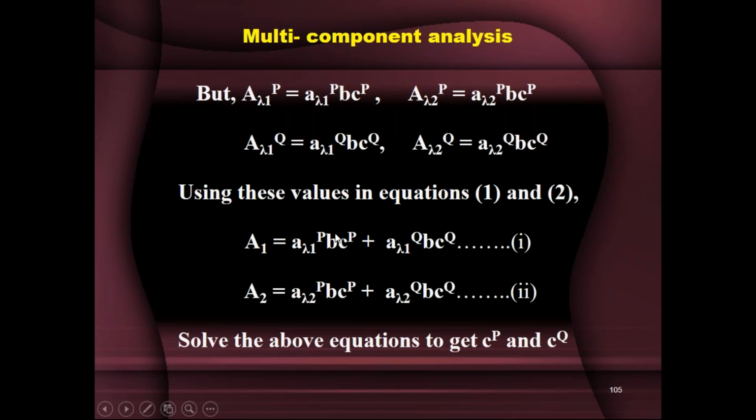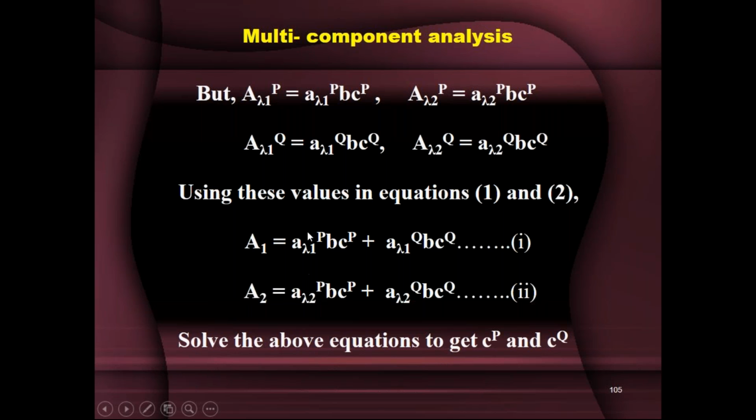Because this depends only on the instrumental component, the sample cell, and the path length through the cell will be constant as long as you're using the same sample cell. So this is independent of substance, independent of wavelength, and that's why no superscript or subscript is put. So ultimately you get these two equations, and these two equations can be solved.